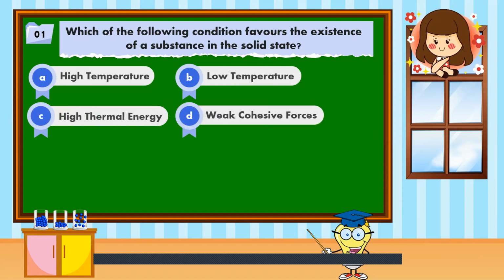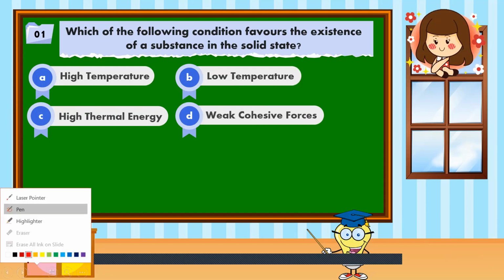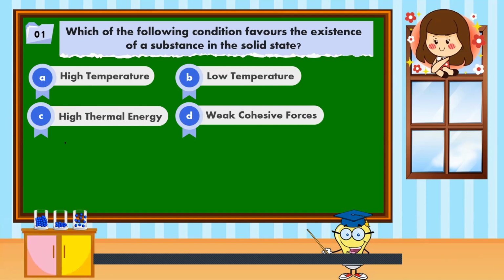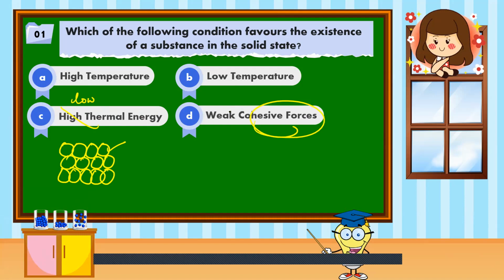Which of the following conditions favors the existence of a substance in the solid state? See, when a substance exists as a solid, this is one particle, one atom. When the force of attraction between the atoms is strong, they have strong cohesive forces, then it exists as a solid. When they have a strong force of attraction, they have low thermal energy, low movement, and high cohesive forces.